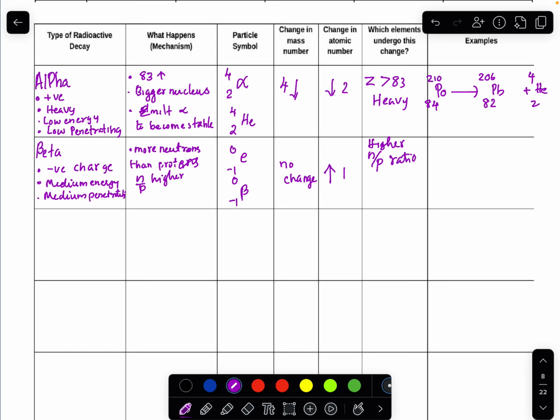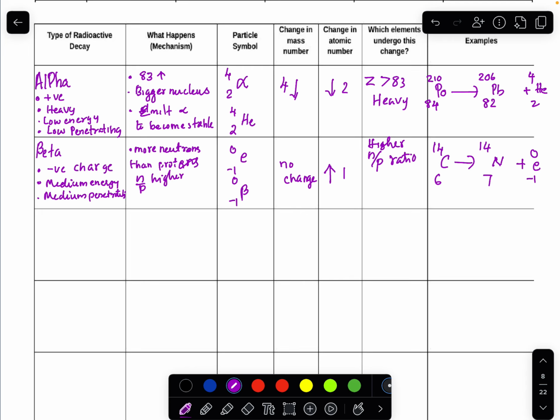Let's go and write one example. Carbon 14 is a radioactive element which will remove -1, 0. So 6 minus minus 1 will be 7. 14 minus 0 will be 14, and look at the periodic table, that is nitrogen.